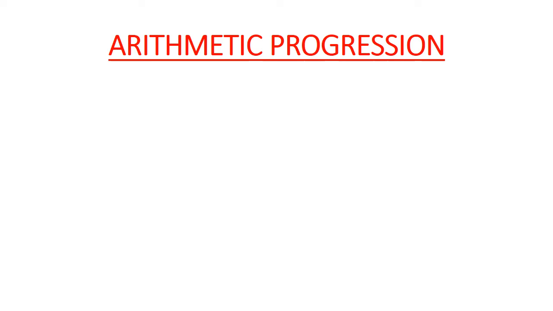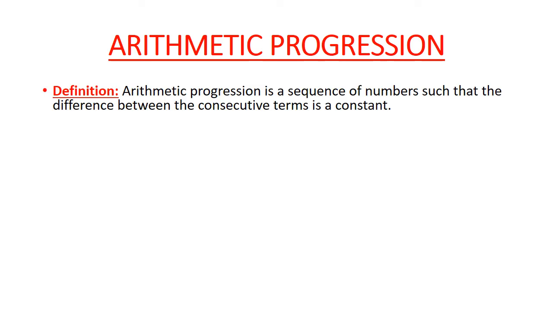Arithmetic progression. What is arithmetic progression? There are two definitions. The first definition: arithmetic progression is a sequence of numbers such that the difference between the consecutive terms is a constant. What do we mean by that? We mean that any two numbers, if we subtract from each other, the difference we get is always constant. If we subtract second number minus first number, or third number minus second number, fourth number minus third number, the answer we get will always be the same.